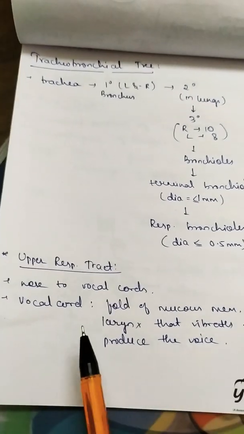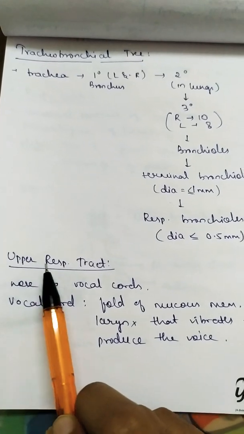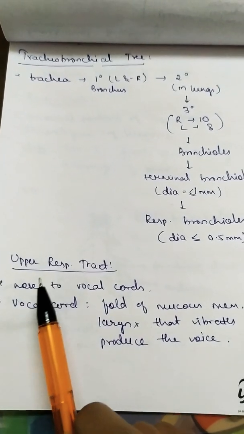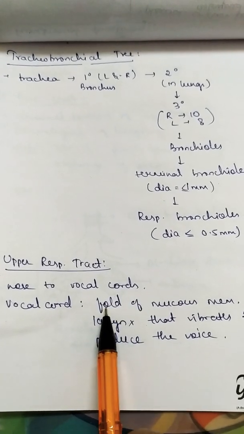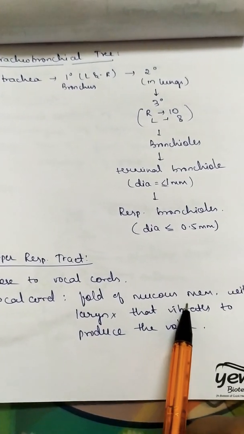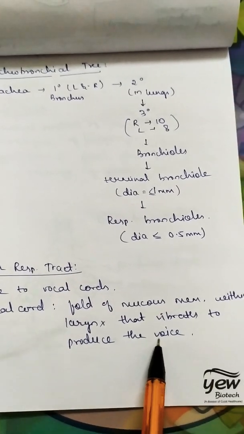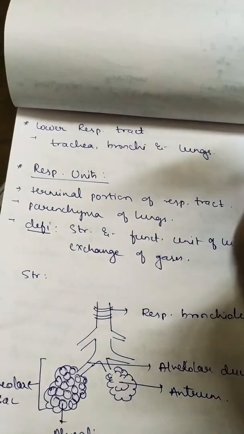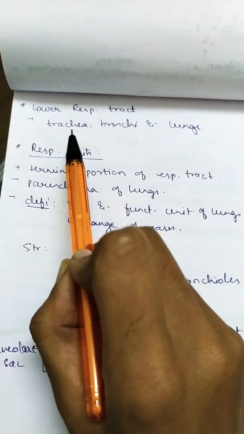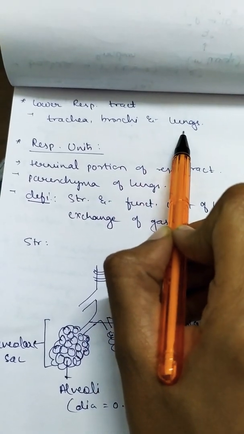Next, the respiratory tract can be divided into upper and lower. Coming to the upper respiratory tract, it is from the nose to the vocal cords. What are vocal cords? These are the folds of mucous membrane within the larynx that vibrate to produce sound. The lower respiratory tract includes the trachea, bronchi, and lungs.